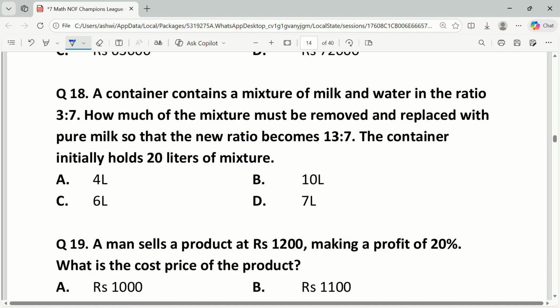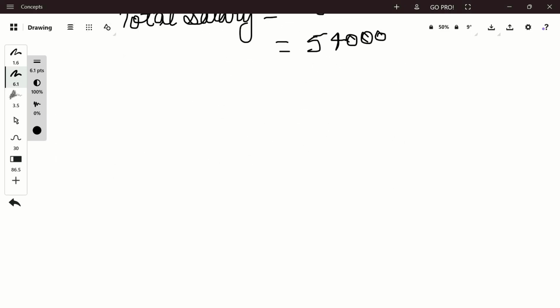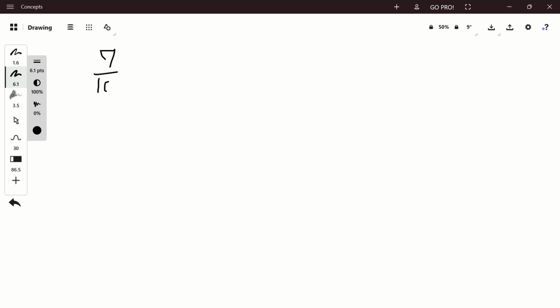Question 18. A container contains a mixture of milk and water in the ratio 3 is to 7. How much of the mixture must be removed and replaced with pure milk so that the new ratio becomes 13 is to 7? The container initially holds 20 liters of mixture. Initial volume is 20 liters with a milk to water ratio of 3 is to 7. That is total of 10 parts. So initial water is 7 upon 10 into 20, which is equal to 14 liters.